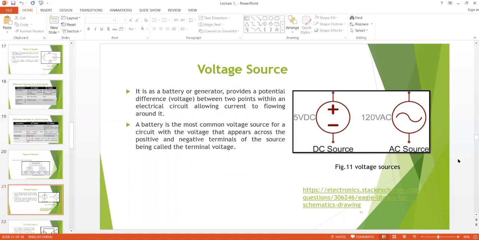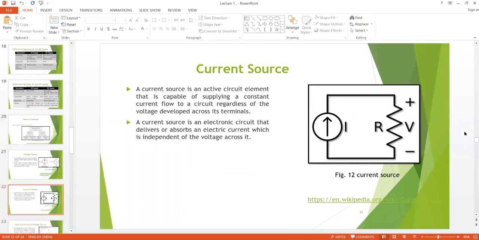You can see two different types of sources in front of you. One is representing positive, negative, so it is basically a DC source, and one is representing a wave, so it is an AC source. So by seeing it, you can even identify what kind of source you are dealing with. Current source, you can see current source is represented by a symbol and the resistance is connected in parallel with it. Whereas if I want to make a voltage source, the same resistance would be connected in series with it.